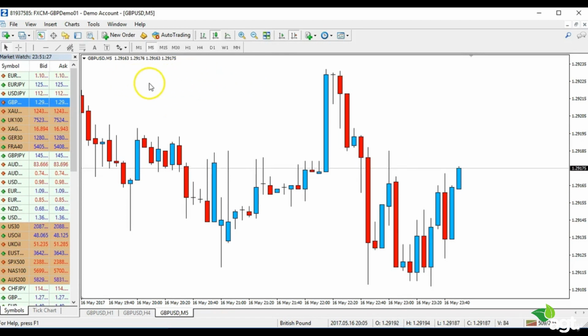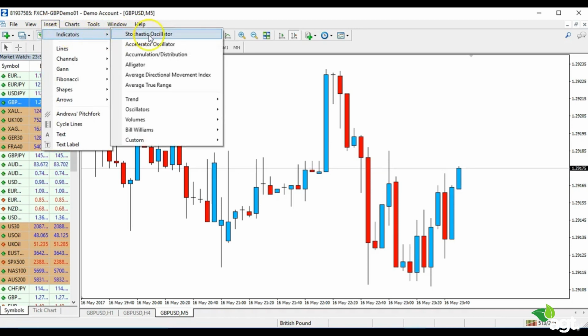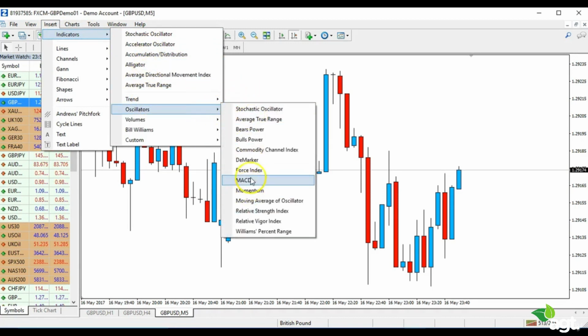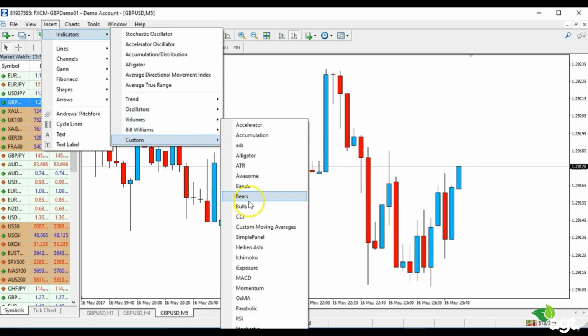Okay, when I first started off trading, I spent, I suppose, maybe a year playing around with indicators. So if you actually click the insert, you'll see it says indicators, and it will give you stochastic, everything. Trend indicators, oscillator indicators, volume indicators, other indicators, and custom indicators. There's a couple of indicators I use, okay, but I use them as a guide. They are a help, but they are not a leader.